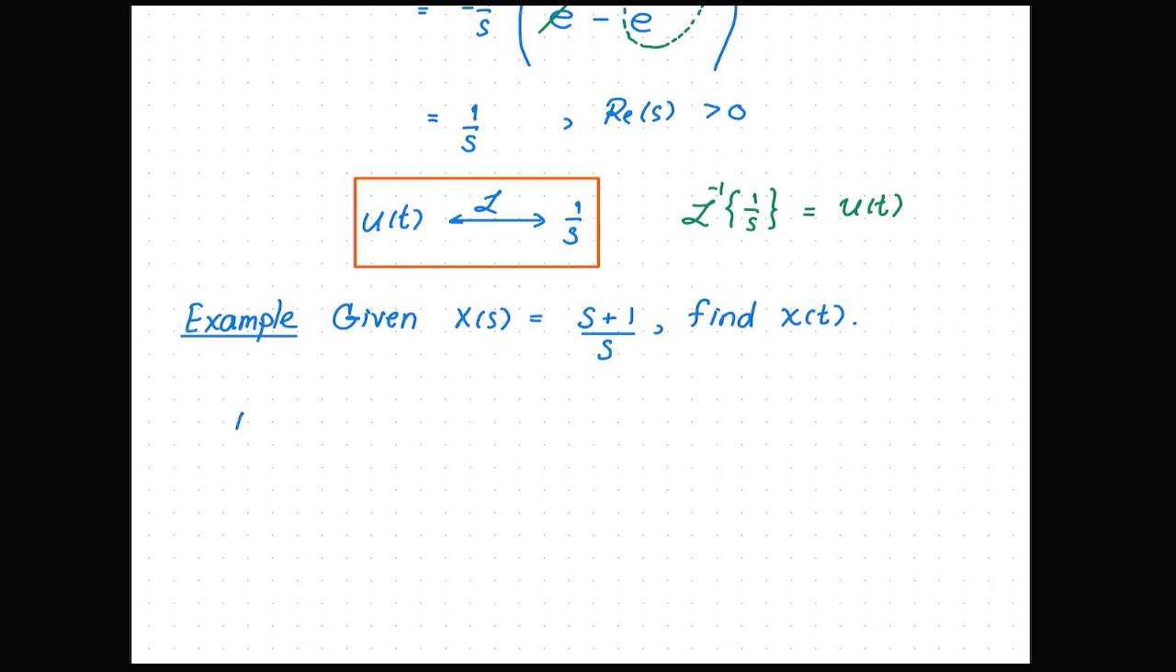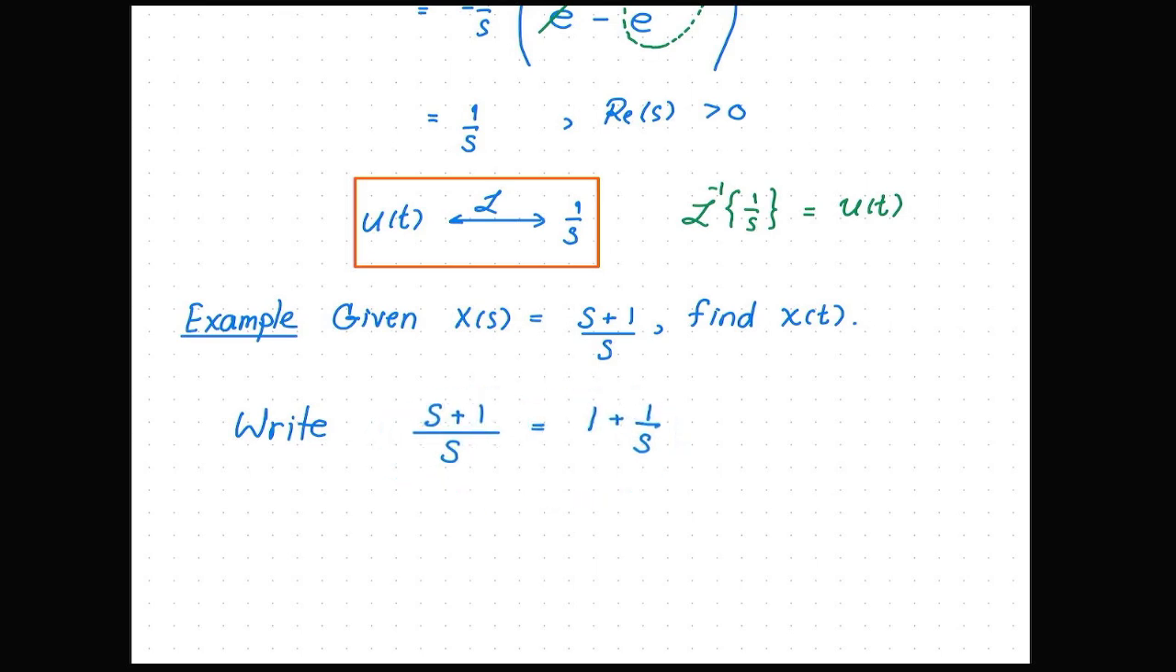So the solution is to write (1 plus s) over s as 1 plus 1 over s, right? And then we take the inverse Laplace transform on both sides.